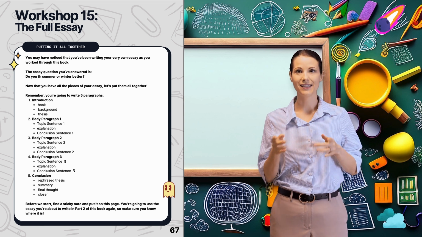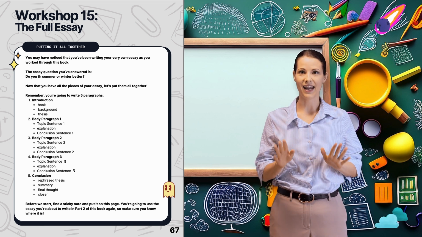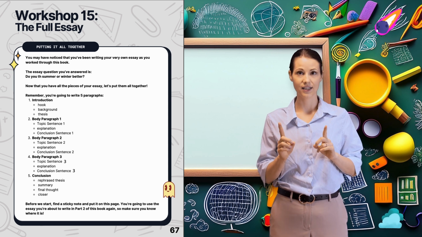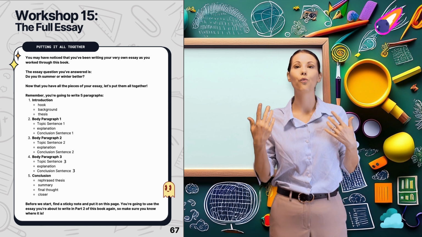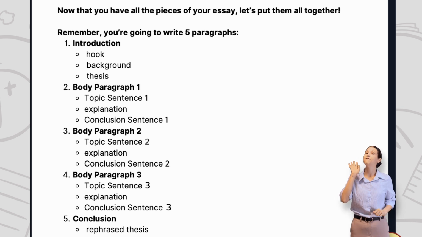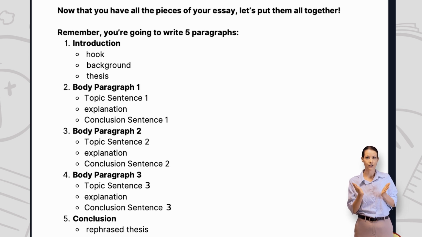You may have noticed that you've been writing your very own essay as you worked through this book. The essay question you've answered is, do you think summer or winter is better? Now that you have all the pieces of your essay, let's put them together. Remember, you're going to write 5 paragraphs. The first paragraph is the introduction. Your introduction paragraph is going to have your hook, your background, and your thesis.